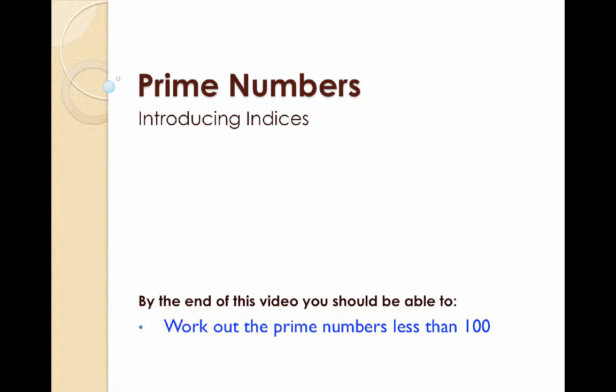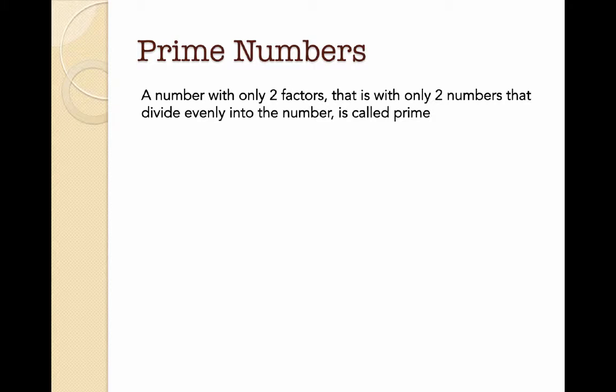By the end of this video you should be able to work out what all the prime numbers are that are less than 100, and what exactly is a prime number. So let's start off with a little bit of a boring definition. A prime number is a number with only two factors. That is, it only has two numbers that divide evenly into that number.